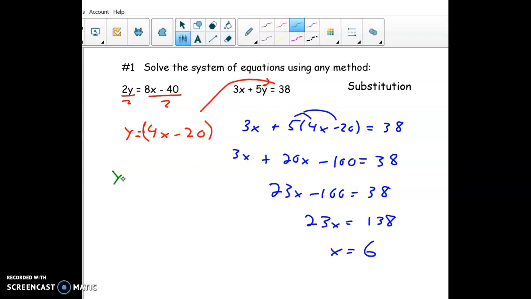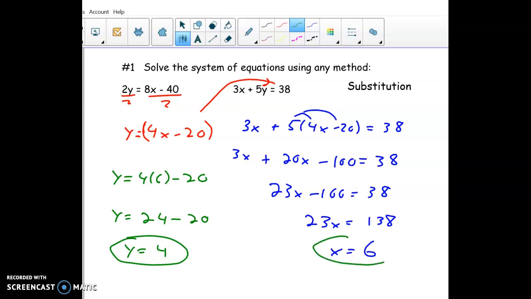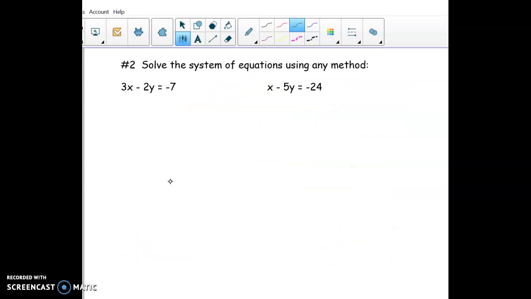So we can do y equals 4 times 6 minus 20. Realistically, you can use any of the equations, but that one should work pretty good. 24 minus 20, because we have y alone already, so we just have to do some basic math, and we get y equals 4. So our solution is x is 6, y equals 4. All right, next one. Give it a shot. Pause the video, give it a shot.